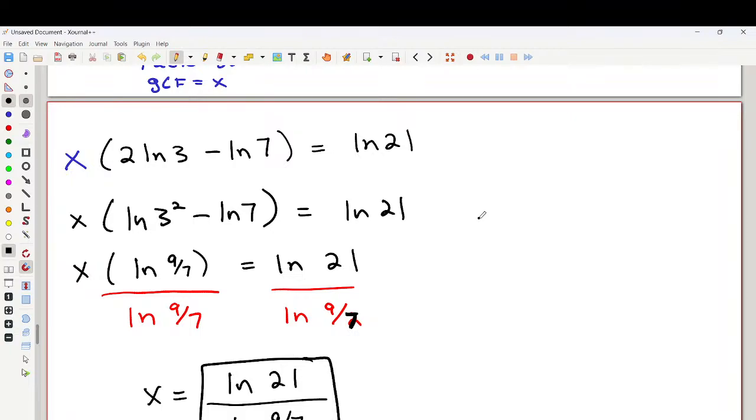Some students get confused there, and I'm trying my best to say, think back to what the first property says. If you have a quotient inside of a logarithm, you can do something with it. But this is not a quotient inside one logarithm.